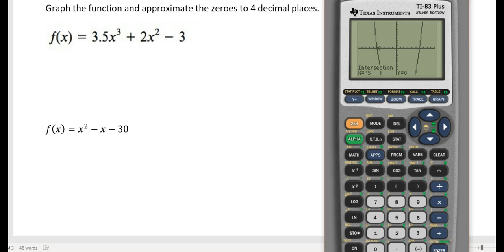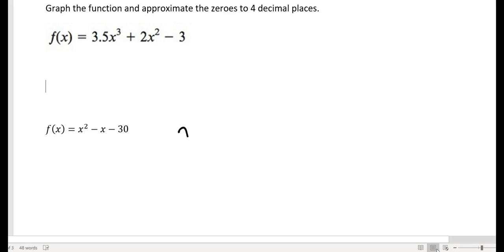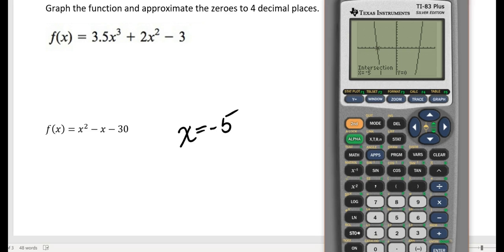So my first 0 is at x is equal to -5. Let me write that one down. Okay, so you have two intersections with the x-axis, so you have 2 zeros. To find the second 0, I'm going to repeat the process. Second trace 5. But instead of hitting enter, enter, enter, before I do that, I'm going to use my arrow key, right or left, to just go near the 0 that I want to calculate. So I'm just going over with my right.